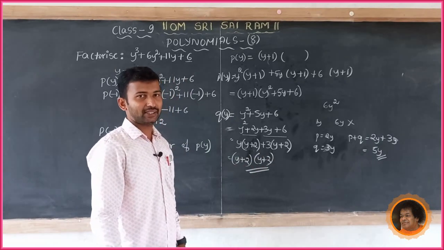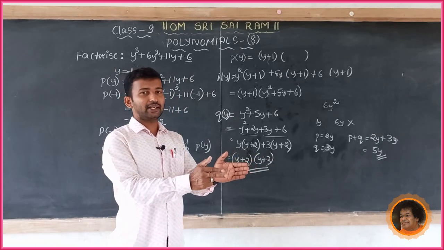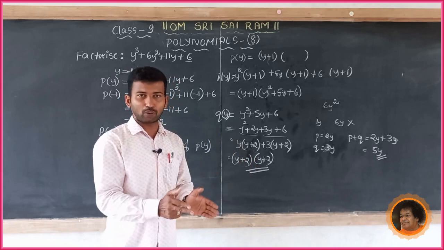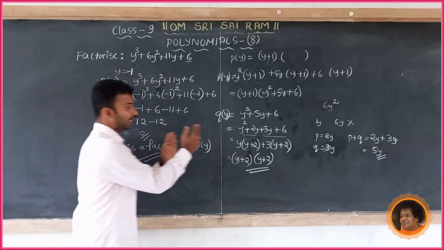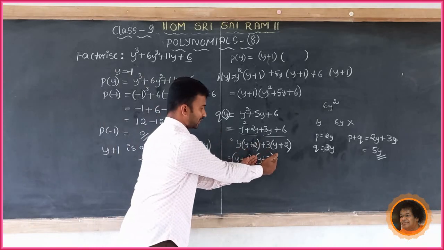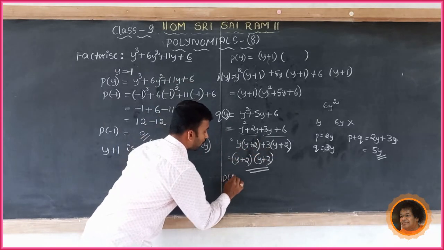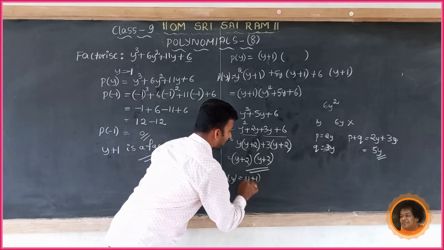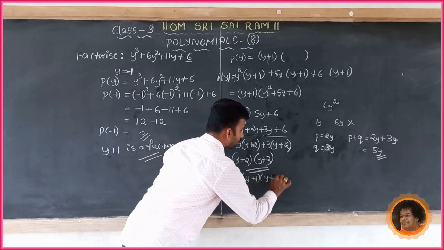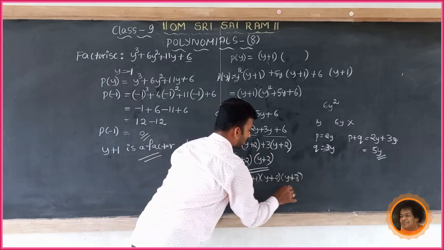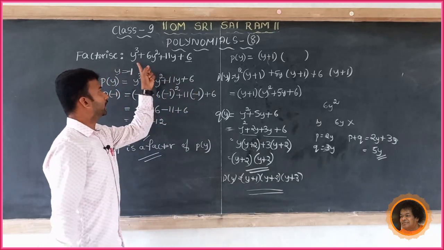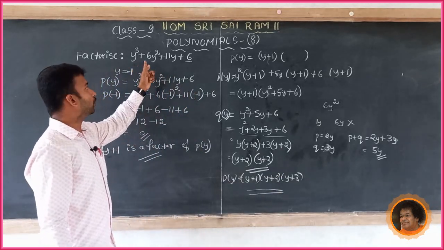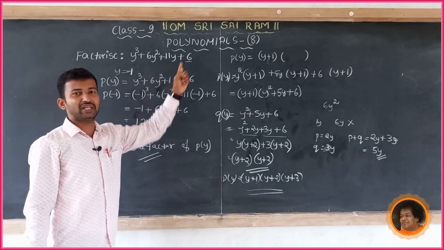So we can write the polynomial p of y is equal to y plus 1 into y plus 2 into y plus 3. These are the three factors of the given polynomial p of y, y cube plus 6y square plus 11y plus 6.